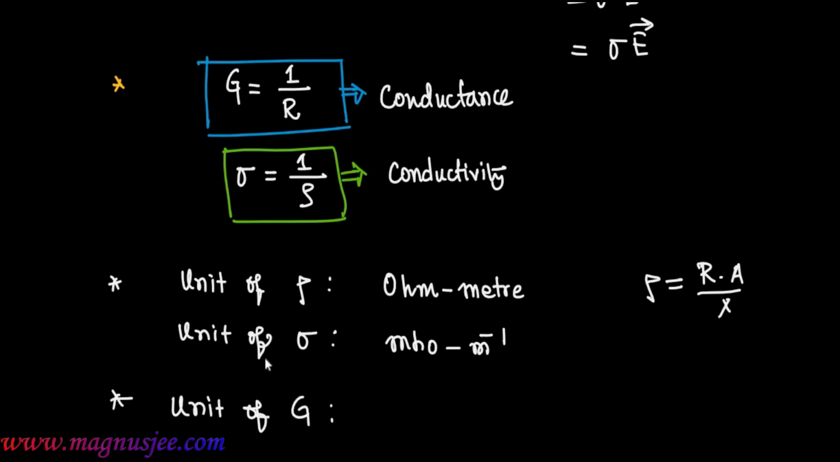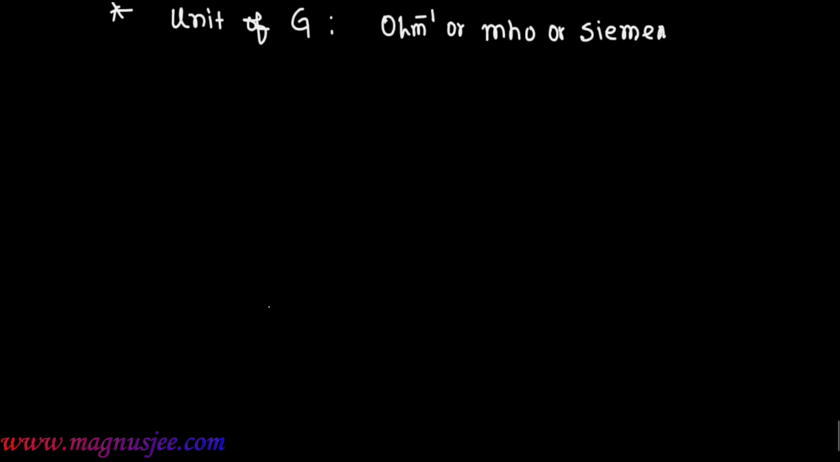Unit of conductance G is ohm inverse or mho or Siemens. That is the unit of conductance. Now we shall discuss what will be the effect of temperature.